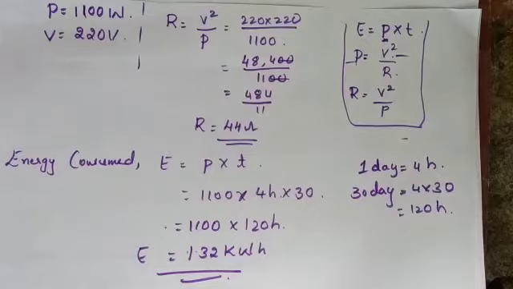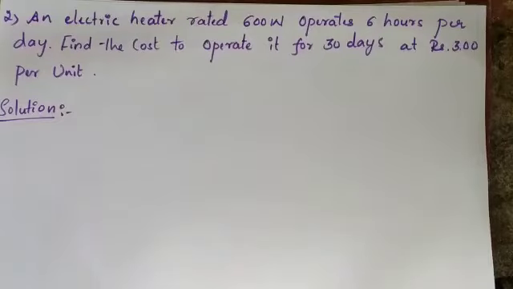So let's go with the second one. The second problem is somewhat different. An electric heater rated 600 watt operates 6 hours per day. Find the cost to operate it for 30 days. Remember, it is for 30 days at the rate of rupees 3 per unit. So 1 unit is nothing but 1 kilowatt hour. So I'll find out that.